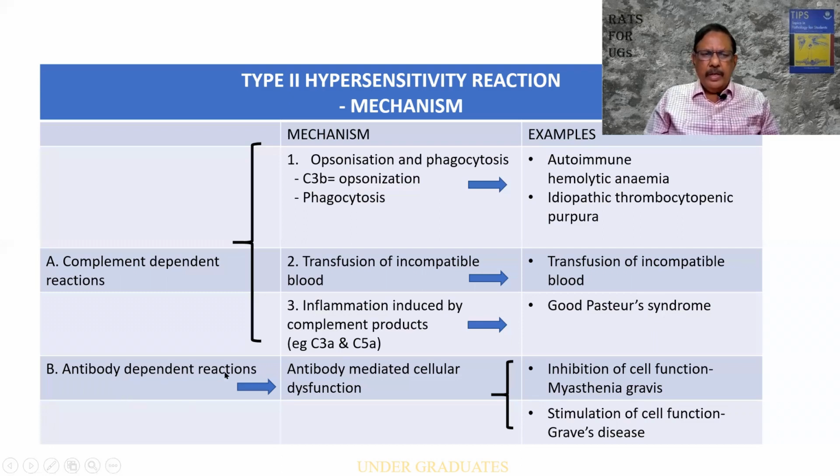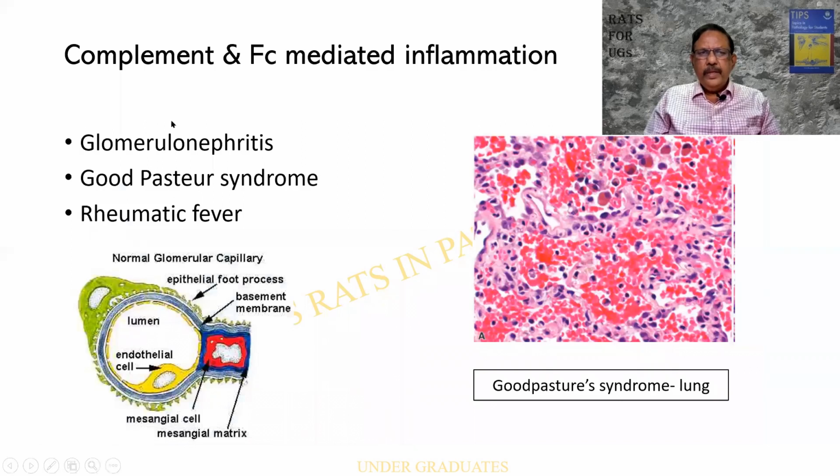In the case of antibody dependent ones, the antibody mediation is causing a cellular dysfunction. It can be Myasthenia Gravis or Graves' disease. So this particular table is elaborate and highly informative. So you people can learn it by heart and write it. See this one. As I mentioned earlier, complement mediation or Fc receptor mediation, and the best example can be glomerulonephritis. Glomerulonephritis is an immunological disease.